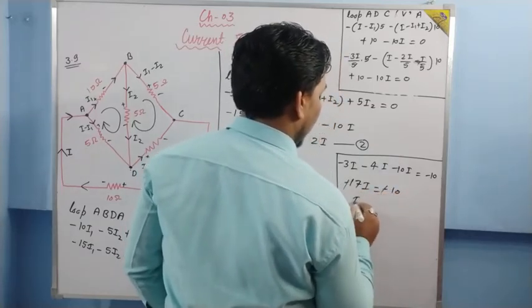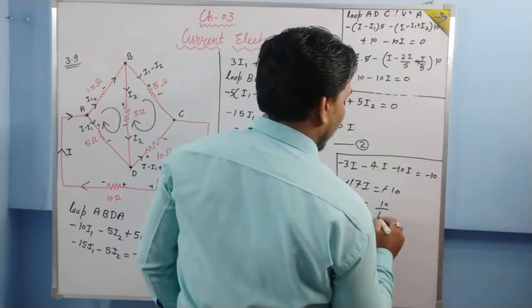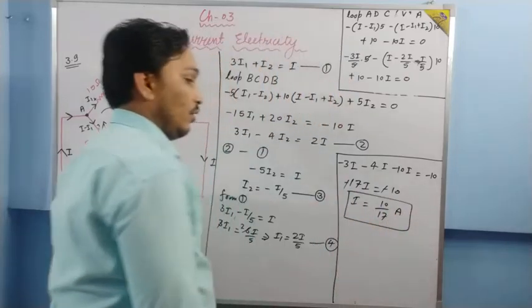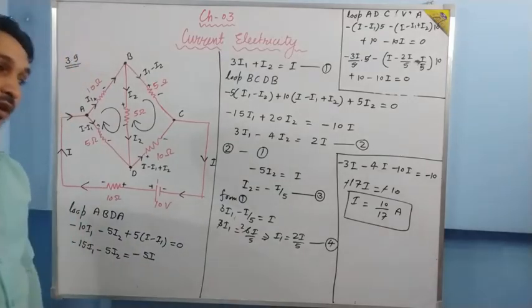Minus and minus will be cancelled out. I is equal to what? 10 upon 17 ampere. Okay, I is equal to 10 upon 17 ampere.